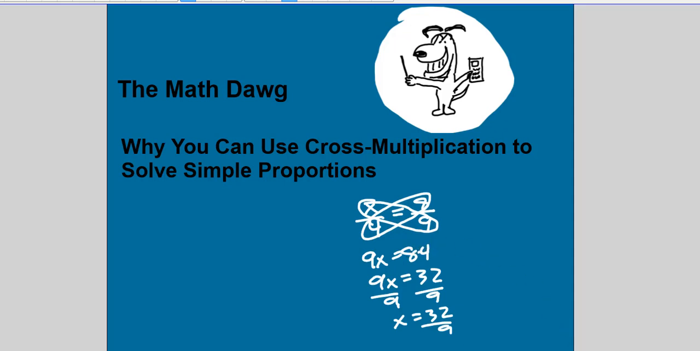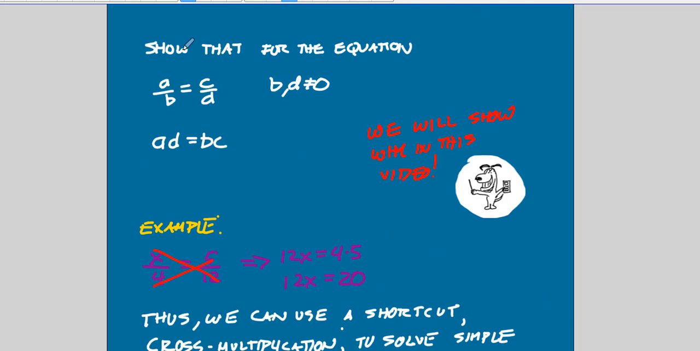So let's get started. In this video, I'm going to show that for the equation a over b equals c over d, where b and d cannot be 0, because if b or d were 0, you would have division by 0, which is not allowed, you can cross multiply like this, where you get a times d equals b times c. Again, we're going to show you why this can be done this way.